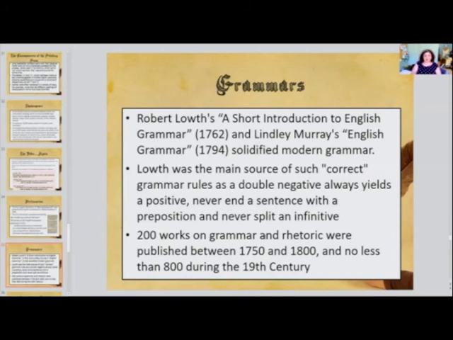Between 1750 and 1800, after these come out, 200 works of grammar and rhetoric are published. And then in the 1800s, we get at least 800 grammars. So people became very obsessed with grammar, and mostly that came from standardized printing.